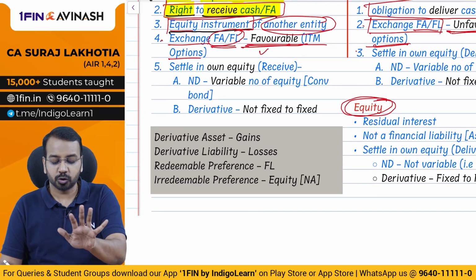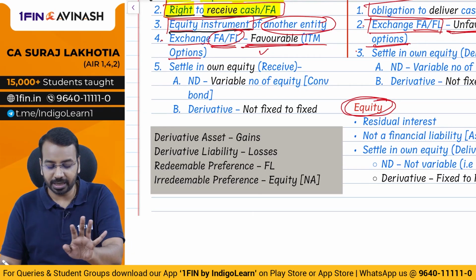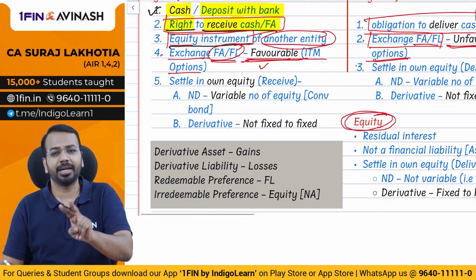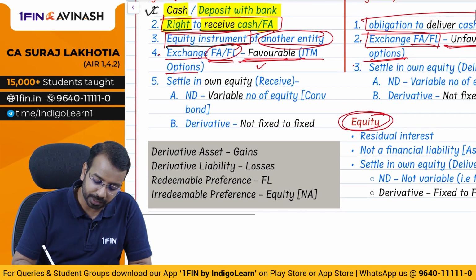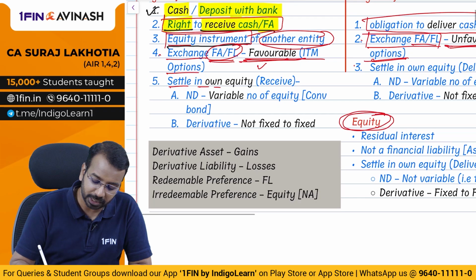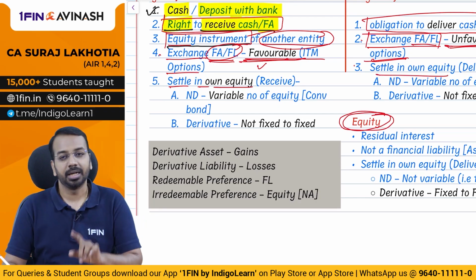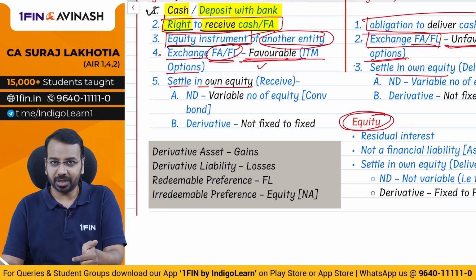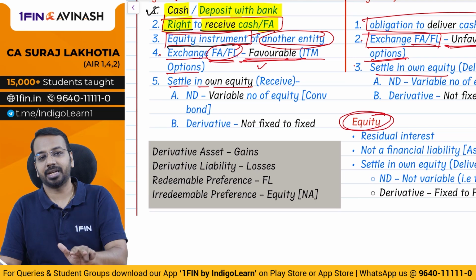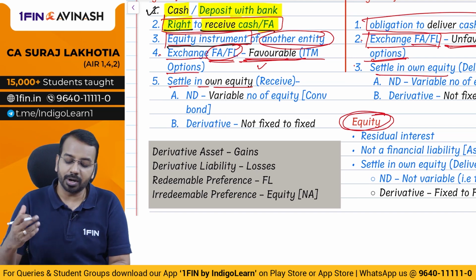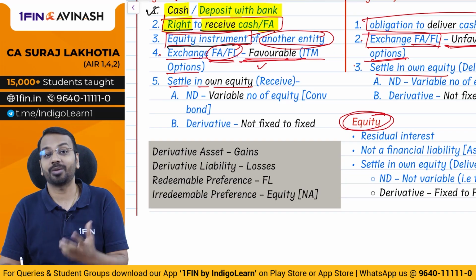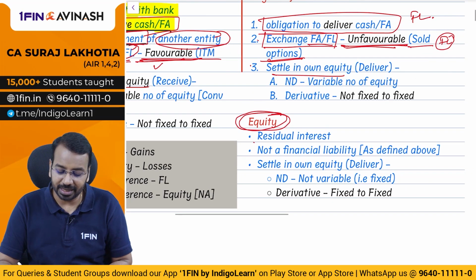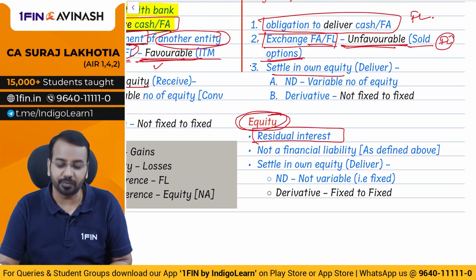Alright. So far we have covered 4 scenarios of financial asset and 2 scenarios of financial liability. Then the last one, whenever there is settlement in own equity. Now this again can be equity, financial liability, financial asset. 3 things are possible. Now sir, what is the meaning of settlement in own equity? For that we need to understand what is an equity. Equity is a residual interest of the entity.